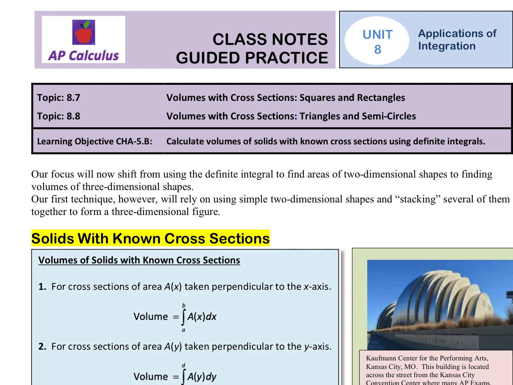So all of today, we're going to talk about specifically just the topic 8.7, which is volumes with cross sections with squares and rectangles. We'll save the triangles and semicircles for next class, and we'll also probably need to finish talking about squares and rectangles because we're only going to get through probably like 3 out of the 4 examples for the square and rectangle problems, okay?